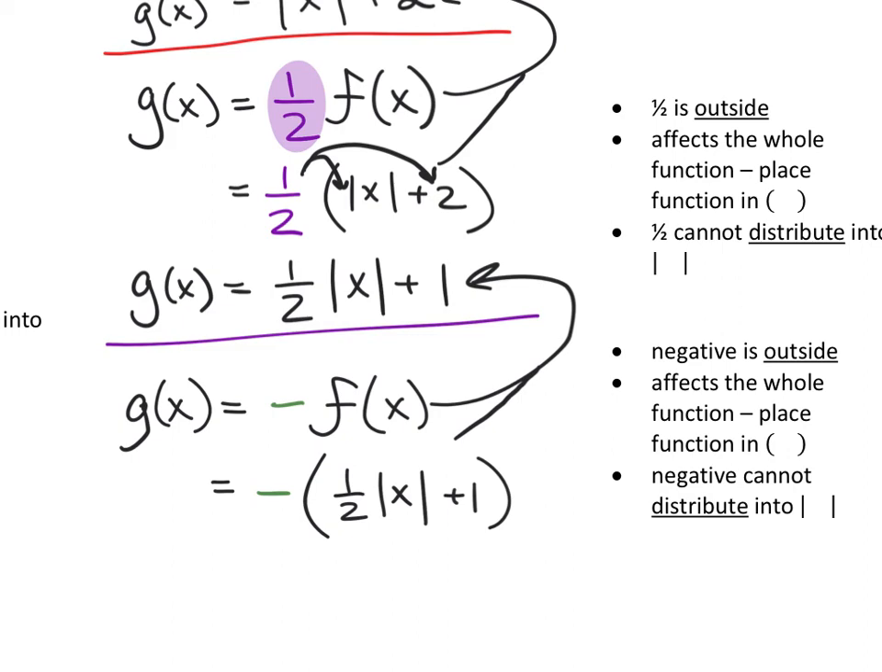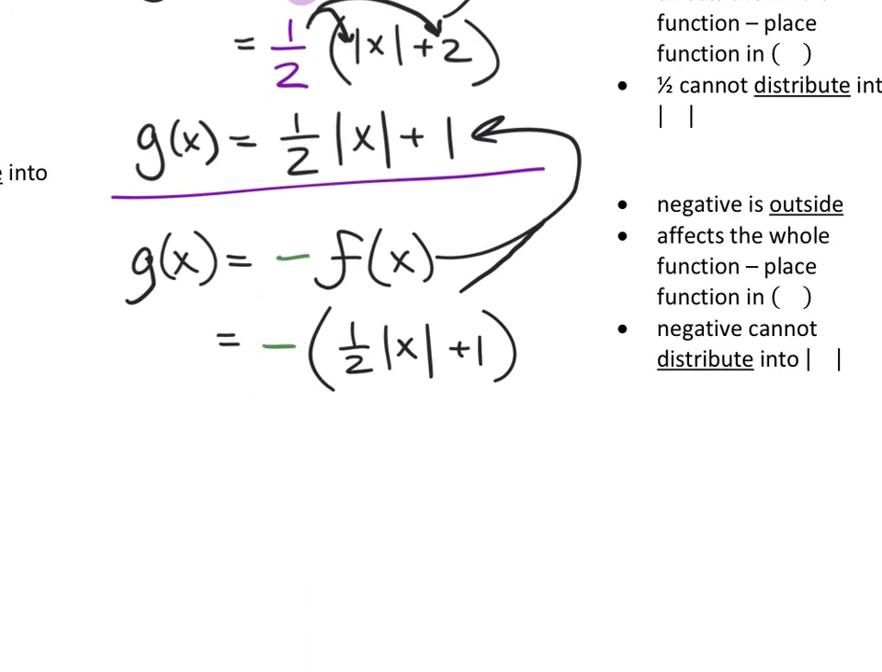Is there a step to simplify this one? I've got to distribute this little negative sign. So I'm going to multiply, multiply. Remember, not inside the absolute value bars, just right in front of it. This would end up being negative 1/2 absolute value of x minus 1.